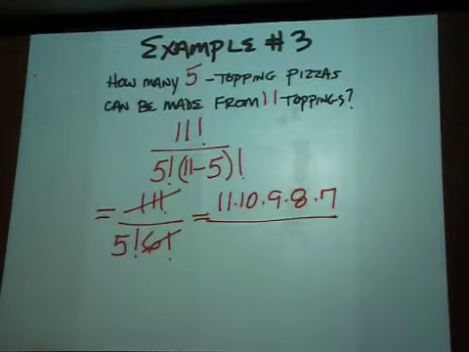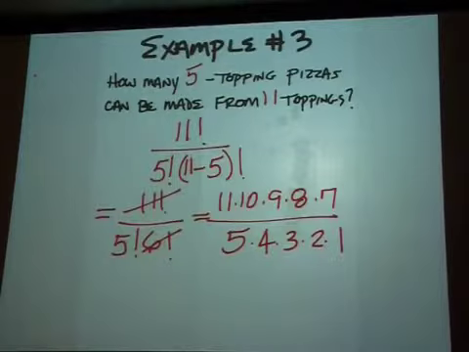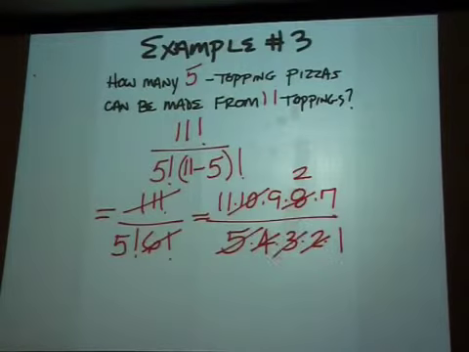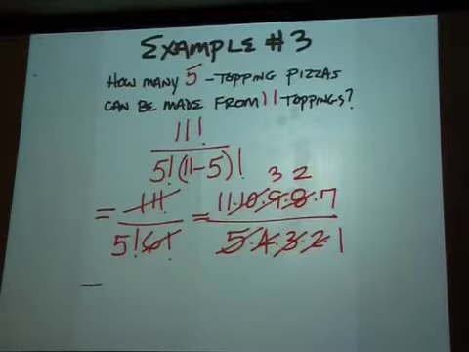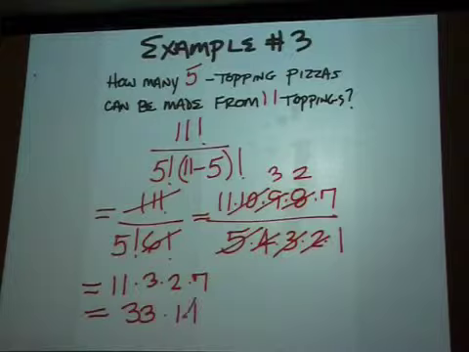And on the bottom you're left with 5, 4, 3, 2, and 1. You can cancel the 5 and the 2 from the bottom with a 10 on top, the 4 on the bottom with the 8 and leave a 2 on the top, 3 from the bottom with the 9 on the top and leave a 3. You're left with 11 times 3 times 2 times 7, which is really 33 times 14.